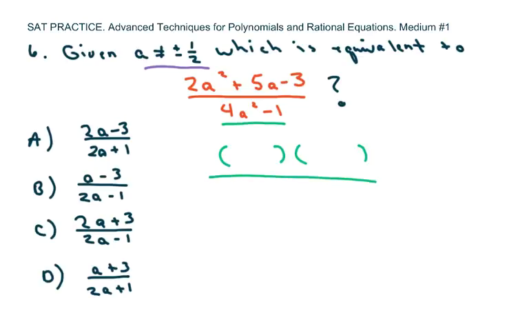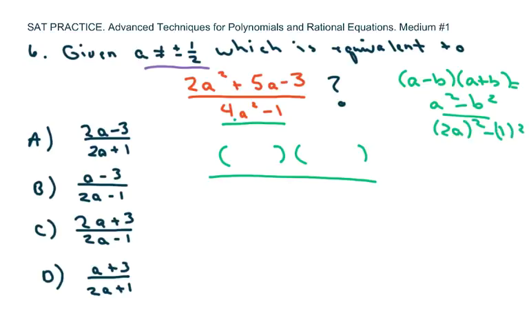The denominator is easy. That's the difference of squares. A minus b times a plus b equals a squared minus b squared. That's basically what we have here, a squared minus b squared. So that would be 2a squared minus 1 squared. So I'm going to go ahead and factor that out. That's going to be 2a minus 1, 2a plus 1.